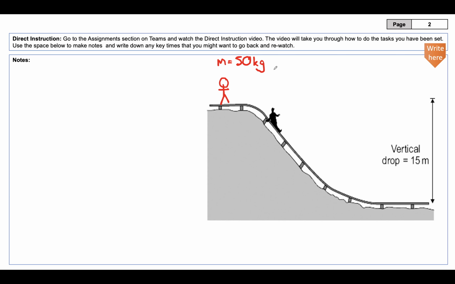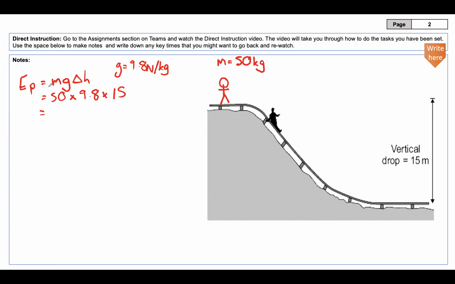So let's have a look at this with some calculations. We're going to need to use the equation EP equals mass times gravity times the height above the ground. He's 50 kilograms, and we're on Earth, so we'll assume that gravity is 9.8 newtons per kilogram. Let's note that down over here. This isn't going to change unless we go to a different planet. 9.8 newtons per kilogram, and he's 15 meters off the ground.